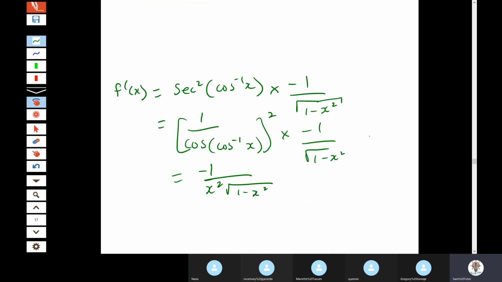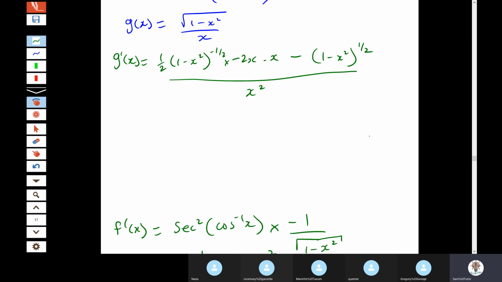So now we know what we want to get, right? We need to get negative 1 over x squared, root 1 minus x squared. Do we have that? Yeah, no. But we know what we want to get, so let's do it. Let's go back up here. What happens? Half and 2 crosses out.